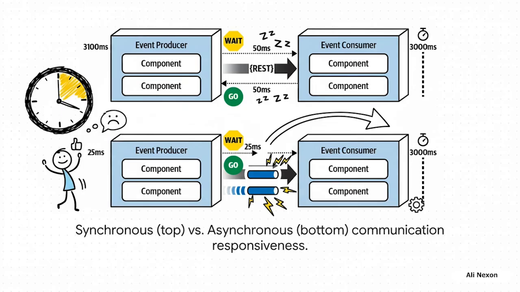This slide is just fantastic because it shows you the real-world impact of that difference. Look at the top image. A user makes a request and is stuck waiting for over 3 seconds while the work gets done. That feels slow. But on the bottom, with an asynchronous event, the system replies in just 25 milliseconds, basically saying, hey, got it, we're on it. The user feels like the system is blazing fast, even though the total work still takes 3 seconds in the background. That's the power of responsiveness.